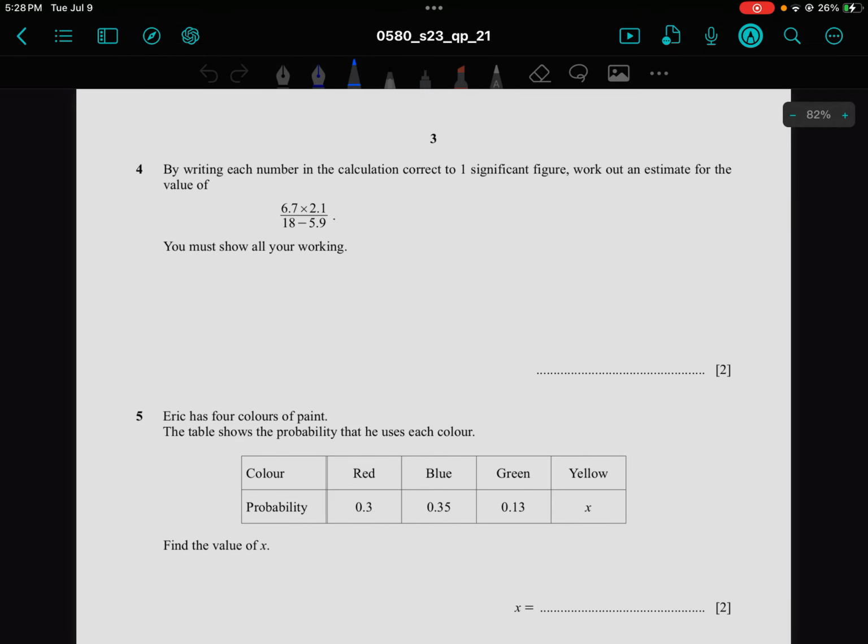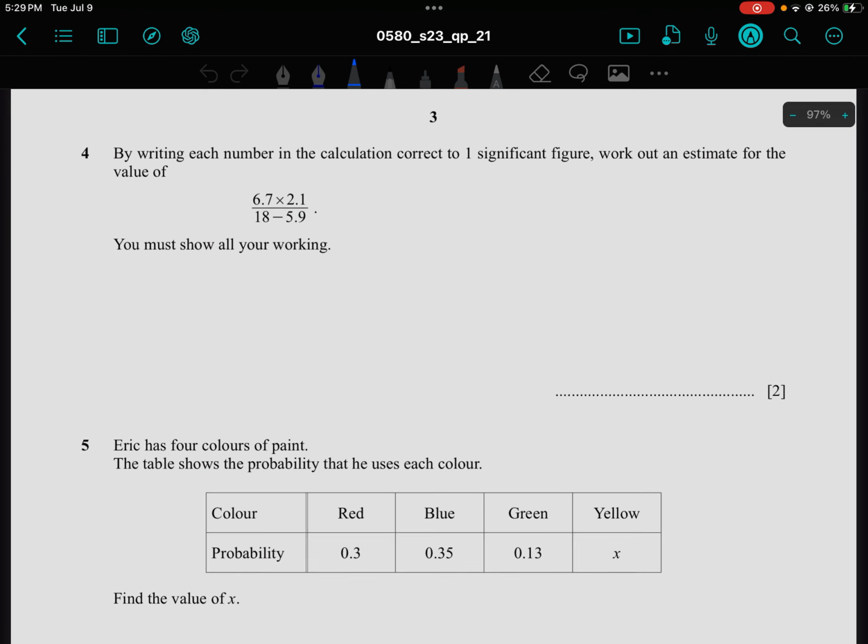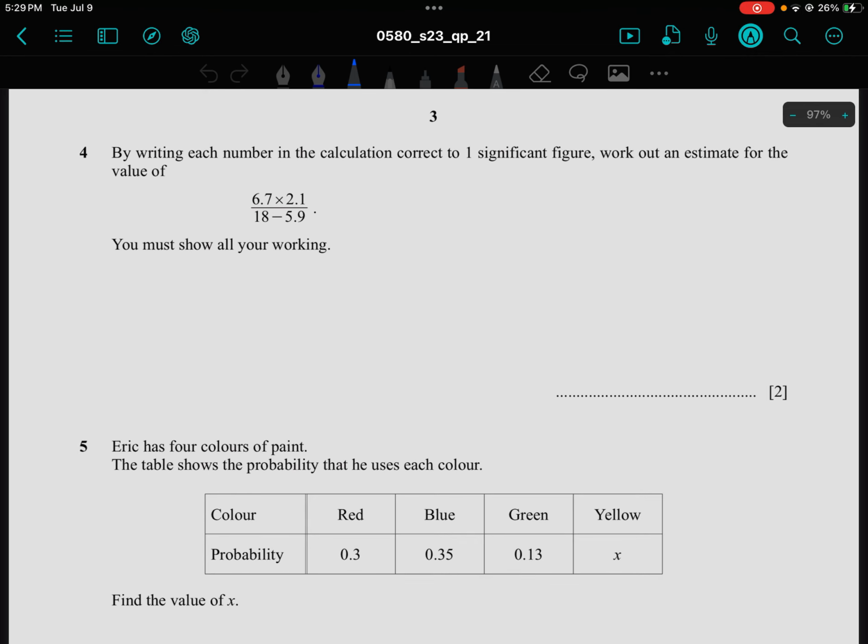Coming to question number 4. By writing each number in the calculation correct to one significant figure, work out an estimate for the value of 6.7 times 2.1 divided by 18 minus 5.9. First, writing these numbers up to one significant figure. 6.7 can be written as 7, 2.1 can be written as 2, 18 can be written as 20, that is the nearest round off, and 5.9 can be written as 6. So we can write 7 2s are 14 divided by 20 minus 6 will give me 14. So my answer will come out as 1.